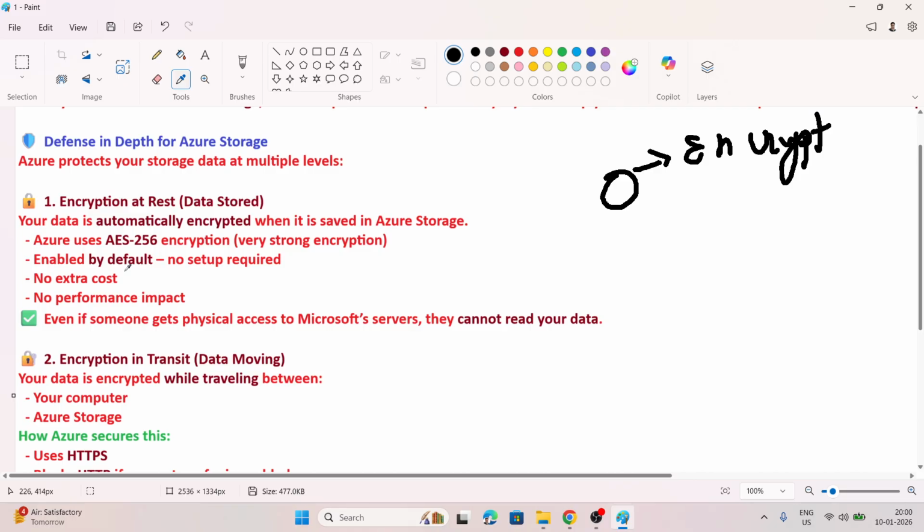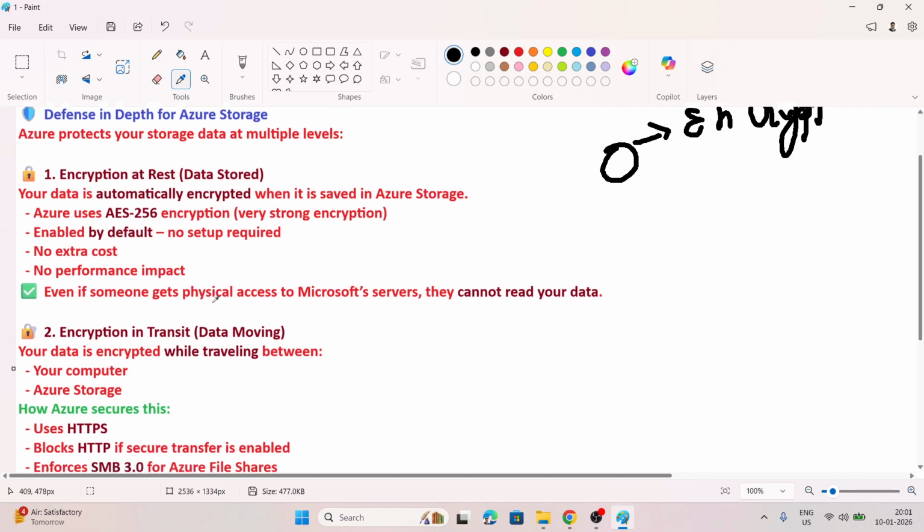So why is it important? If someone has access to our data locally, then our data is already encrypted, so no one can get the access. But this is the physical access of our data, which is maybe 0.001% possible because Azure also uses CCTV cameras. No physical access is allowed in Azure data centers. And also, for this encryption, there is no extra cost and no performance impact.